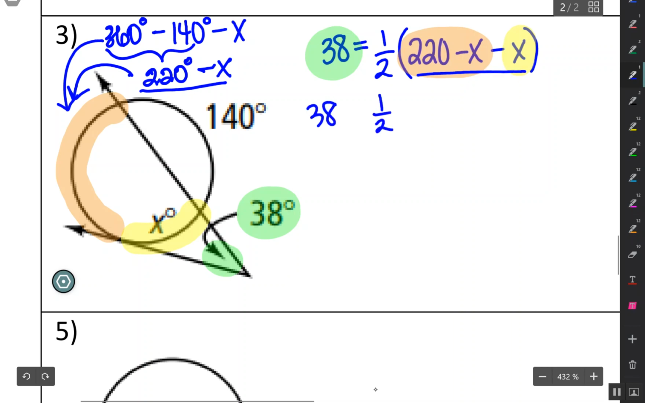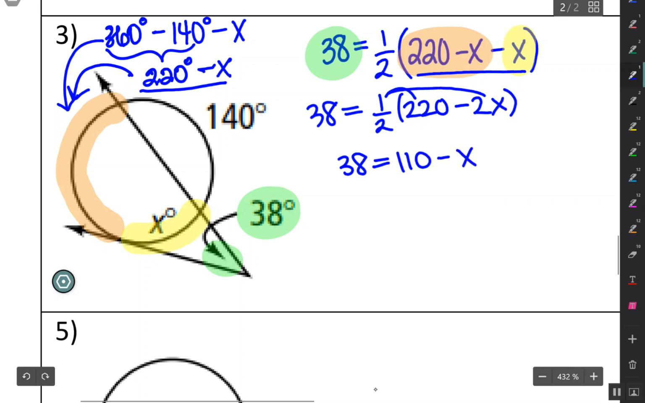So 38 equals 1/2 times 220 minus 2x. Okay, that's nice. They're both even now. So when I distribute this 1/2, I'm cutting everything in half on the inside here. So 38 is equal to 110 minus x, because I basically divided each by 2.